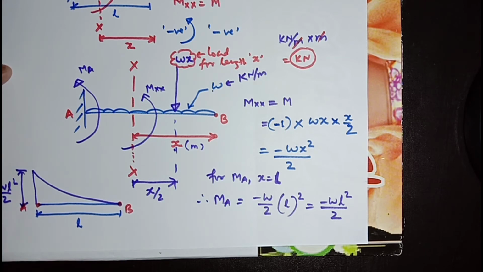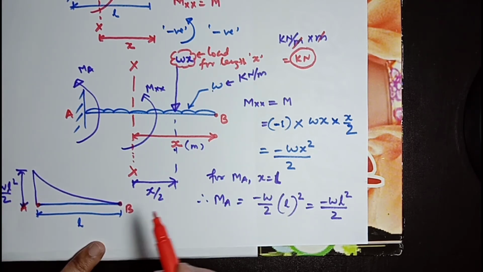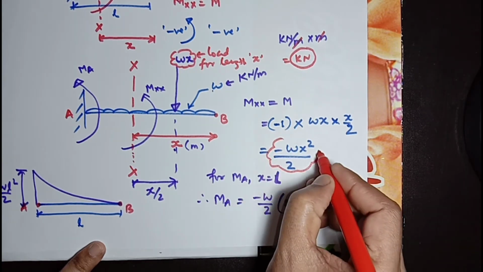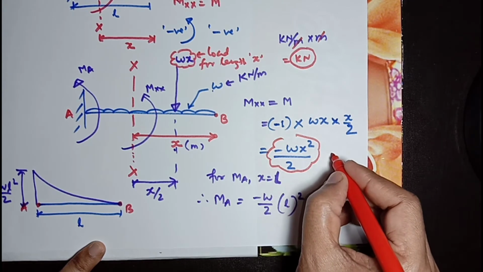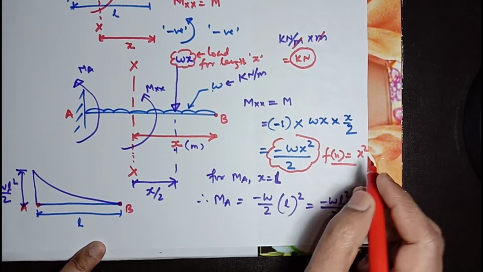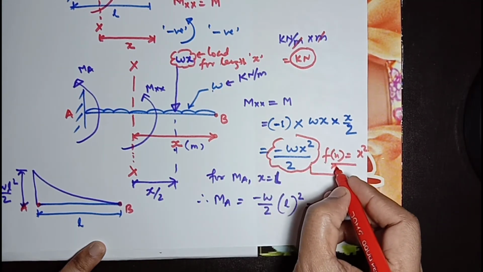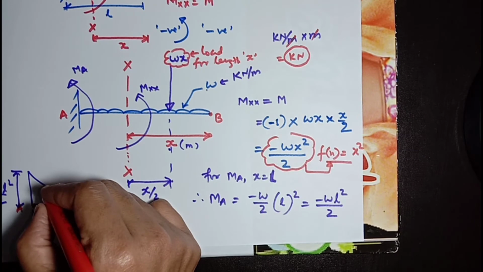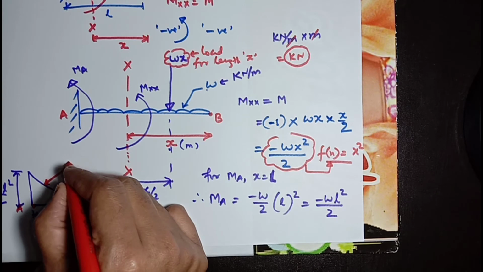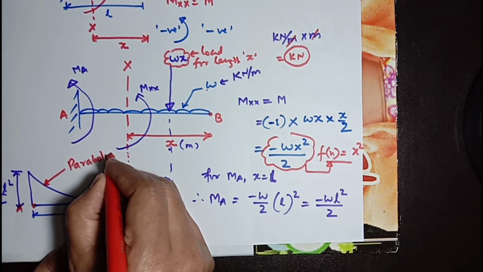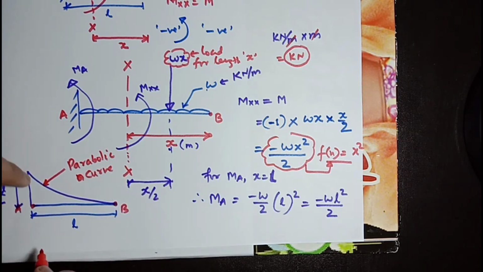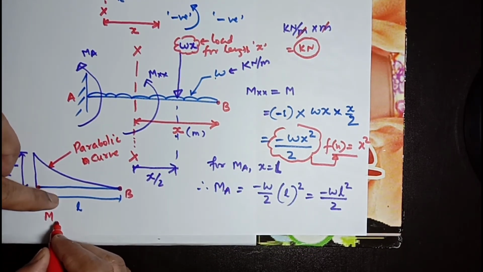WL square by 2. As the bending moment profile is following a curve which is parabolic in nature, it's a function of x square, so it is a parabolic curve. So we need to generate a parabolic curve for this bending moment diagram. This is the M diagram, or you can say bending moment diagram.